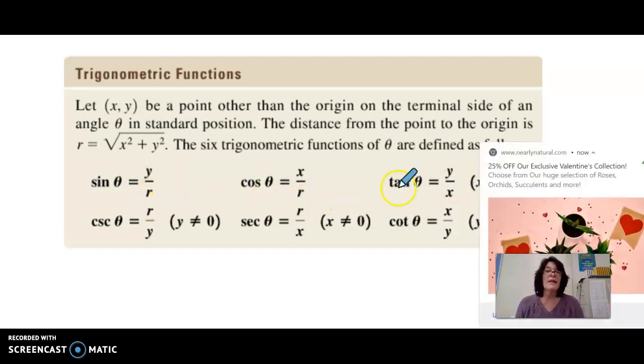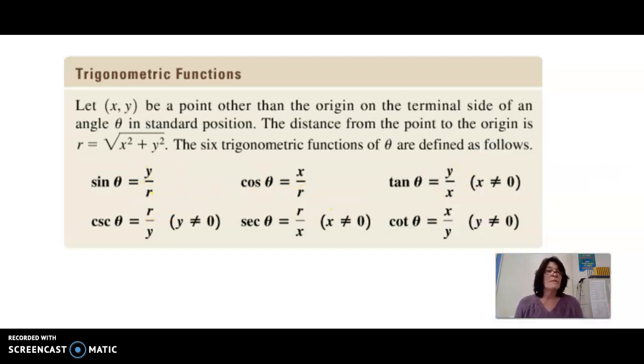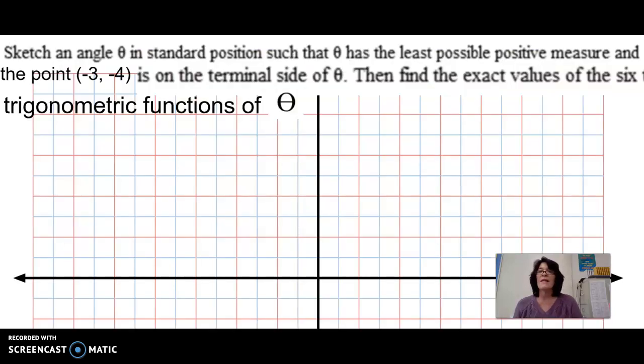Notice they didn't have to write that when r was on the bottom because we've already defined that r is the positive square root of x squared plus y squared, and we're not on the origin. So we have some distance. Anyway, you just have to realize the denominator can't be 0. Of course, it's undefined. Okay, so that's that.